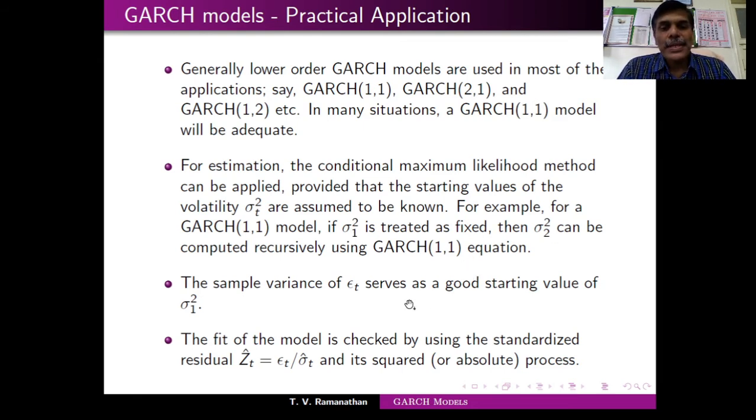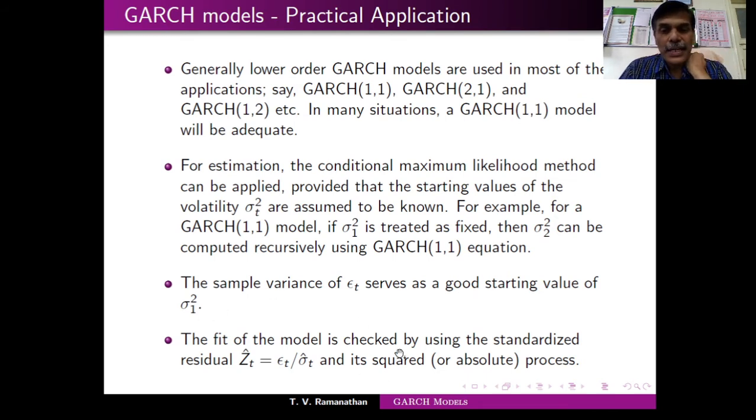So the sample variance of epsilon t. Now sometimes what happens is that for those values we don't have information, we assume that they are either the same with some value or they are equal, I mean, they are 0. There is no variation if they remain the same. We make an assumption so that we can start writing it. So this sample variance serves as a good starting value of sigma 1 square.